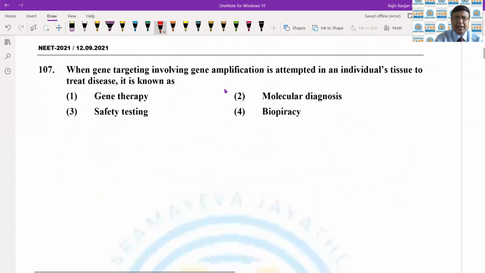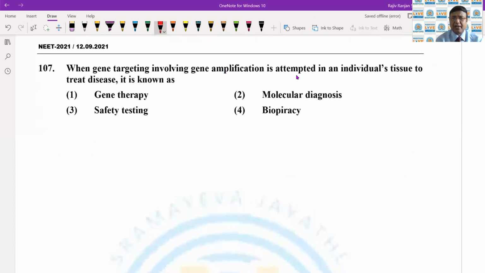When gene targeting involving gene amplification is attempted in an individual tissue to treat disease, it is known as first, gene therapy; second, molecular diagnosis; third, safety testing; and fourth, biopiracy. So the correct option is gene therapy.